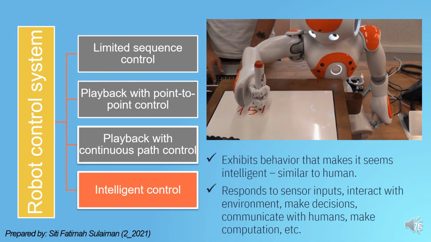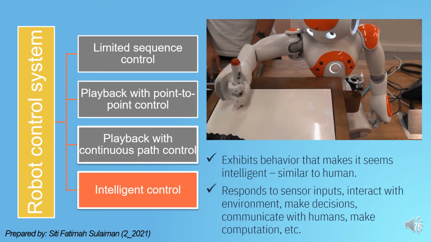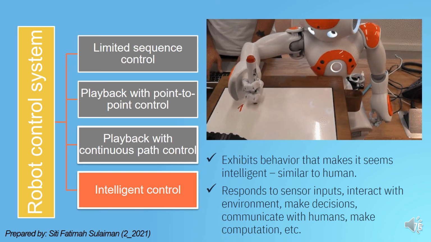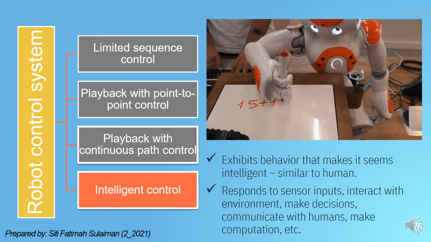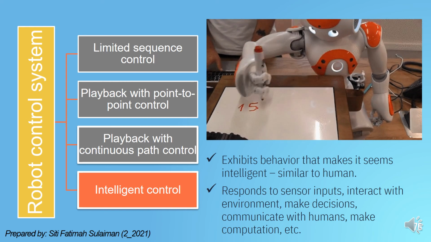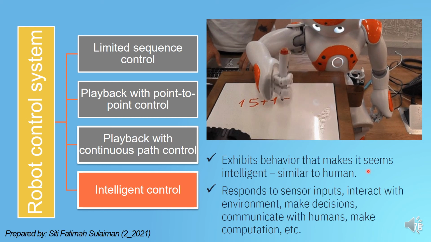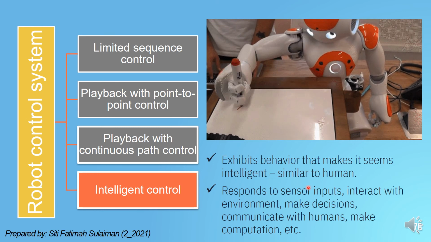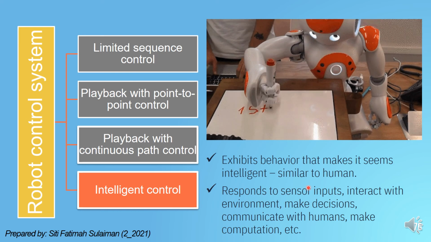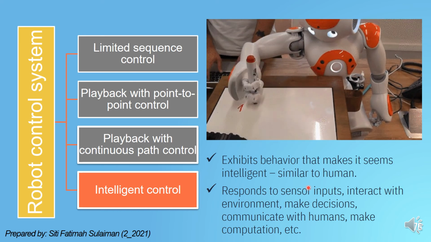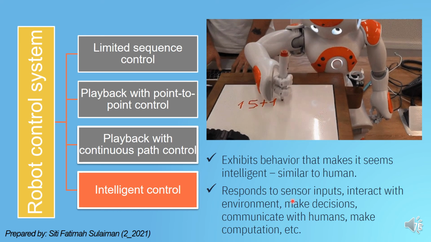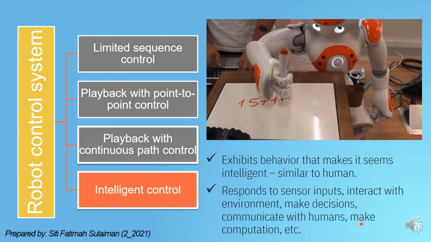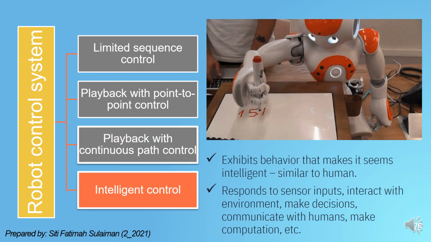Now the last control system to be covered is the intelligent control system. A robot with intelligent control can exhibit behavior that makes it seem intelligent and similar to a human. A robot with intelligent control can respond to sensor input, interact with the environment, make decisions, communicate with humans, make computations, and so on.